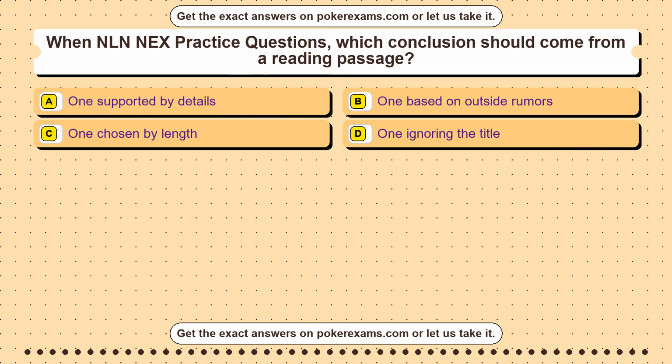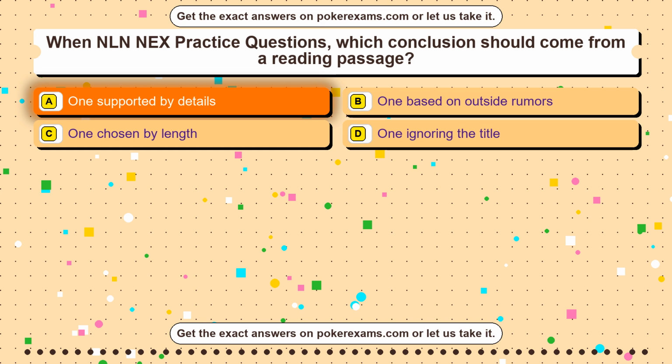Question 29. When NLN NEX Practice Questions, which conclusion should come from a reading passage? Option A, one supported by details. Option B, one based on outside rumors. Option C, one chosen by length. Option D, one ignoring the title. The correct answer is option A.